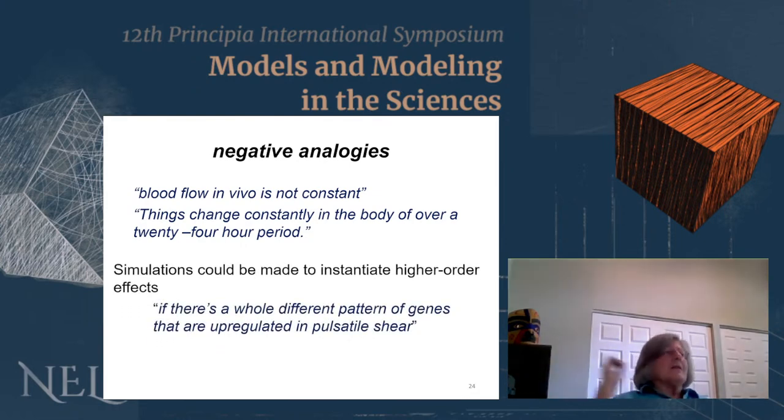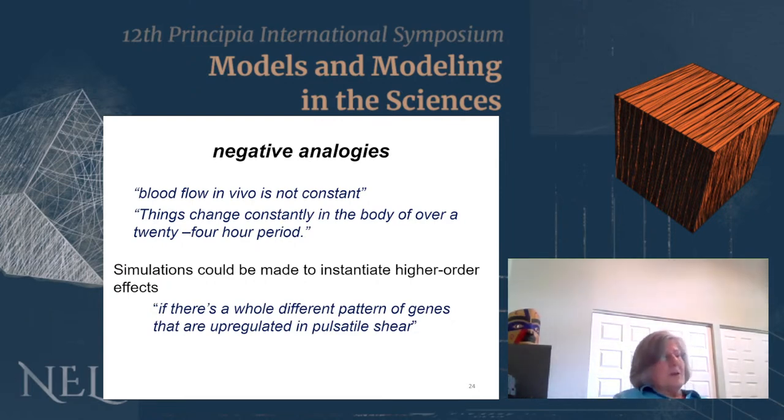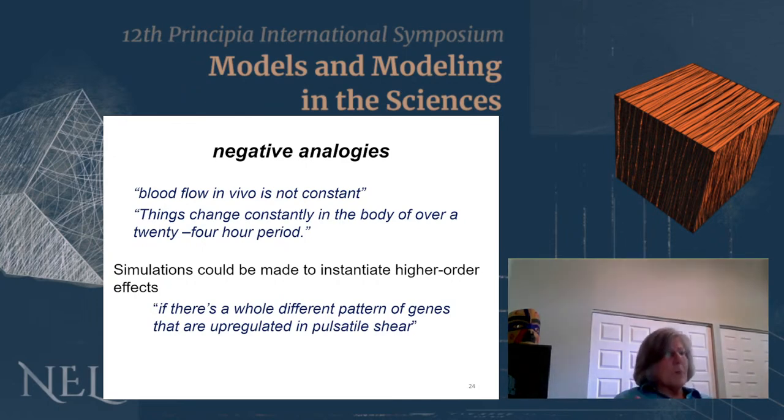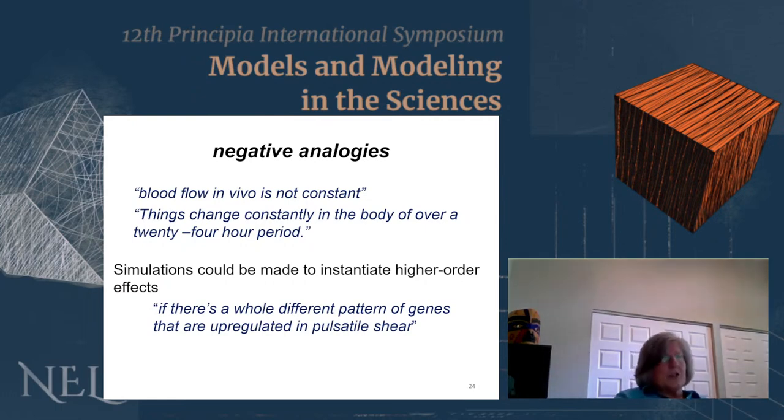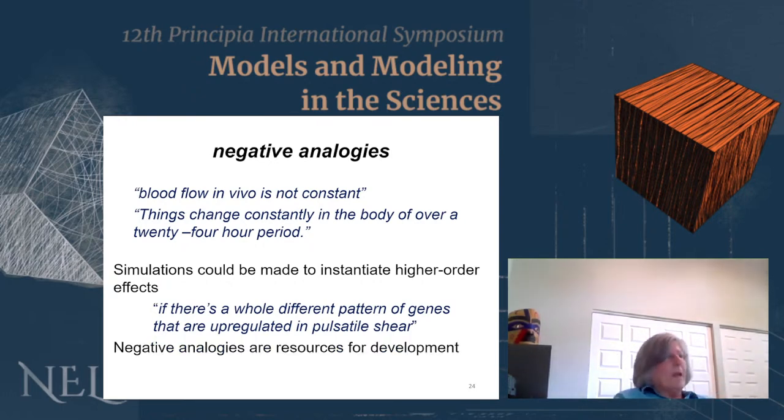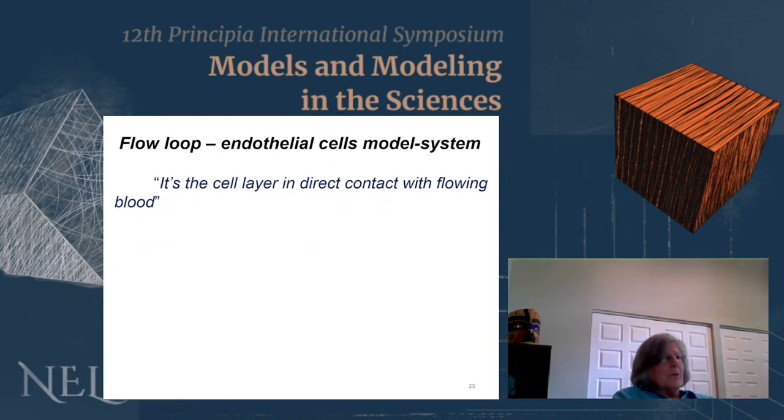However, simulations can be made to instantiate higher order effects if there's a reason for doing that. For example, if a whole different pattern of genes are upregulated in pulsatile shear. Well, gene arrays are something that came in like the 1990s, so they weren't able to investigate that, so they didn't bother with that. Once they were able to investigate that, they actually started doing simulations that exemplified many more features of the in vivo flow. So negative analogies actually are resources for development, important resources.